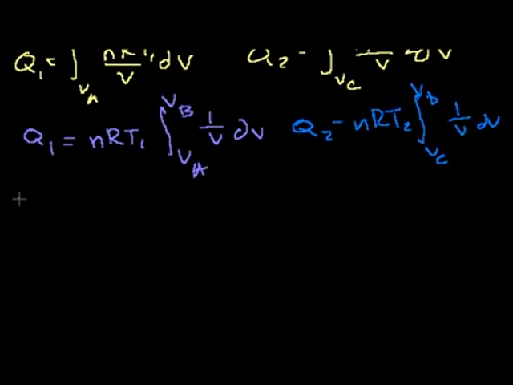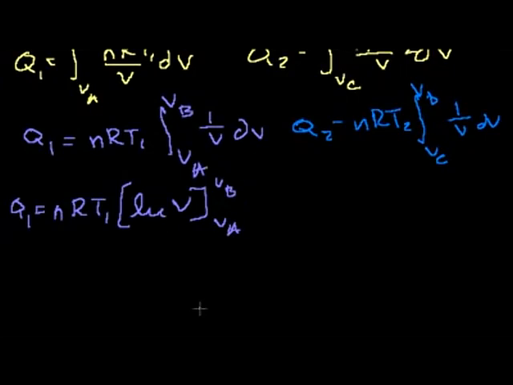So we get Q1 is equal to nRT1 times the natural log of V evaluated at Vb minus it evaluated at Va. And Q2, well, let me just solve this whole equation right here. So this is equal to what? This is equal to the natural log of Vb minus the natural log of Va, which is the same thing as the natural log of Vb over Va times nRT1, and all of that's equal to Q1.